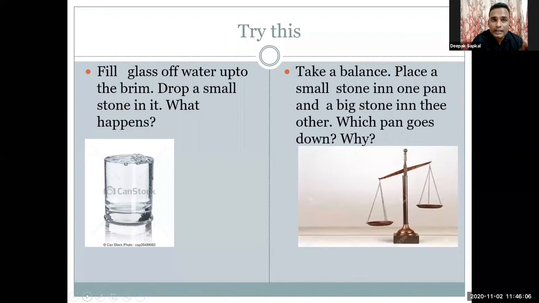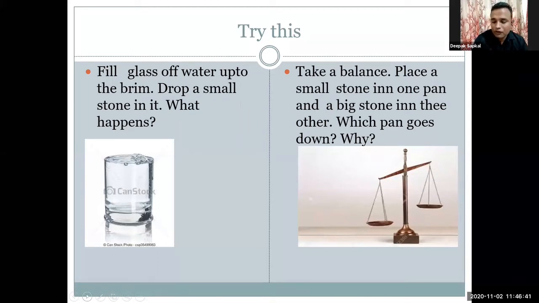But now here there are two stones: a small stone in one pan, and the big stone in the second pan. Which pan will go down, and why? What is the reason behind this? The stone which has more volume applies more gravity on it. So the pan which goes down is the one with more volume, more weight, more mass. That is the cause behind this.